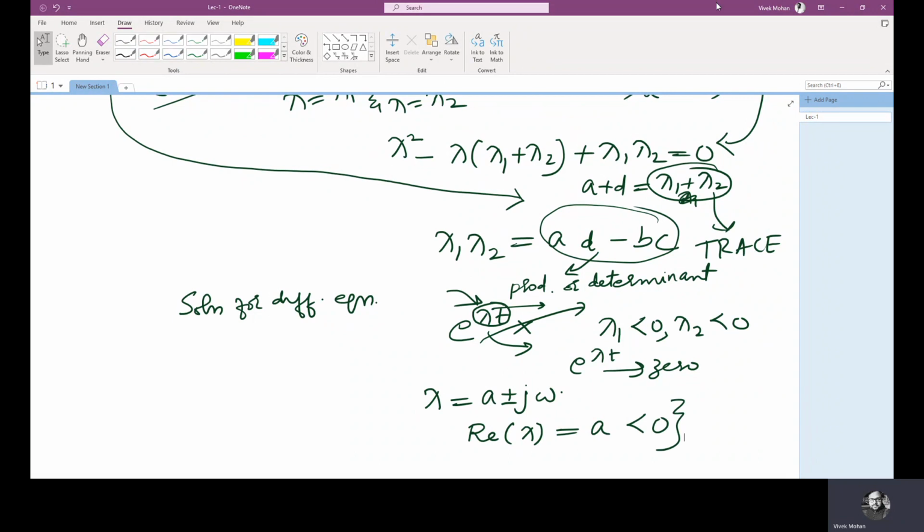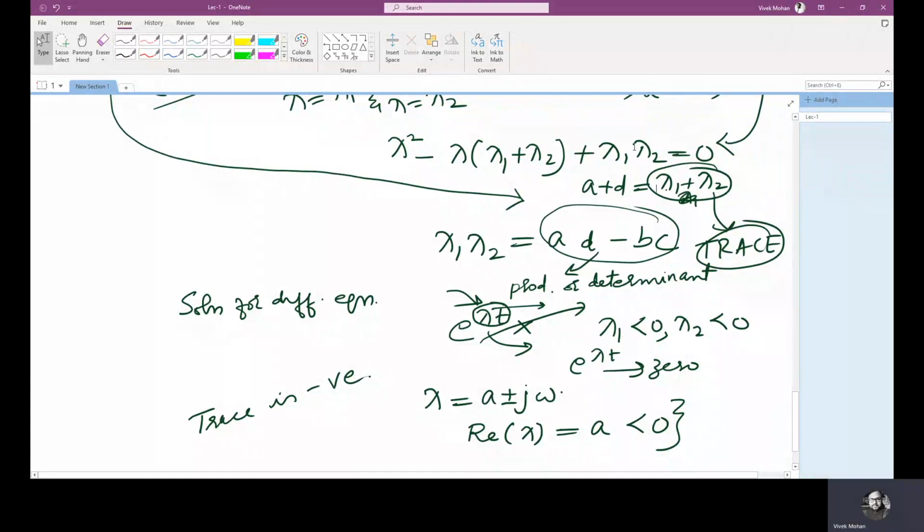Now, without finding the exact eigenvalues, we can say that trace is negative. What is meant by trace? Because now we have two eigenvalues, both are negative for stability, right? Trace is lambda 1 plus lambda 2. Sum only, not product, sum. Okay, trace is sum.